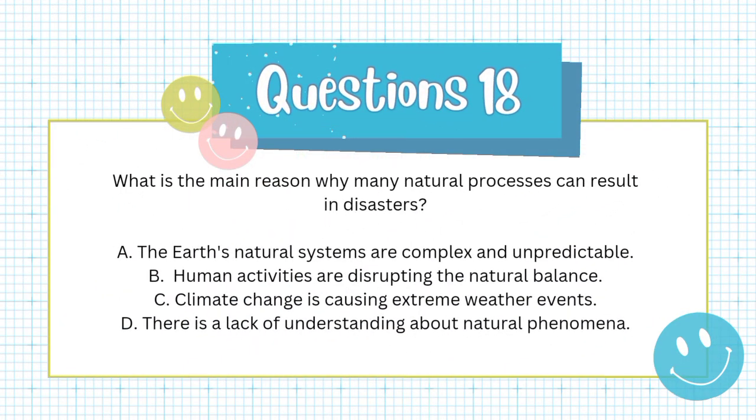18. What is the main reason why many natural processes can result in disasters? A. The Earth's natural systems are complex and unpredictable. B. Human activities are disrupting the natural balance. C. Climate change is causing extreme weather events. D. There is a lack of understanding about natural phenomena. The correct answer is A. The Earth's natural systems are complex and unpredictable.